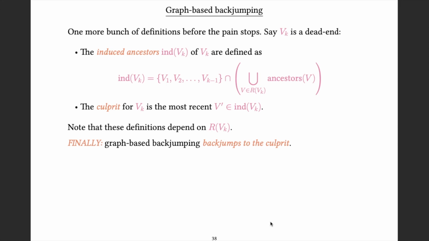The culprit for vk is the most recent variable in the sequence of assignments that's in the induced ancestors of vk. Now, if we've backjumped once already and we want to do a further backjump, we backjump to the culprit.